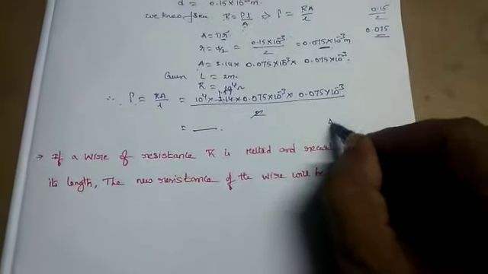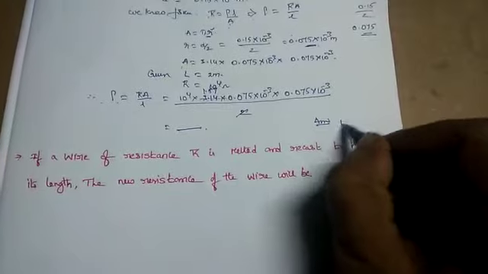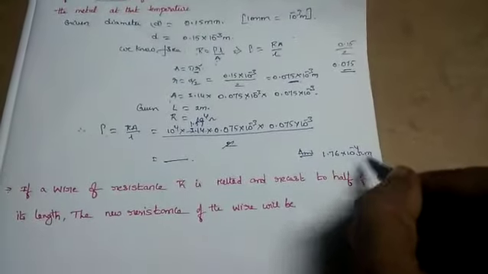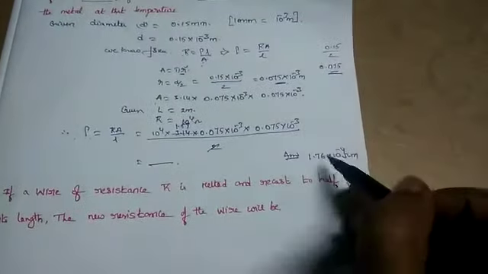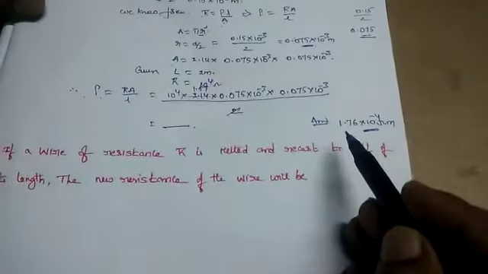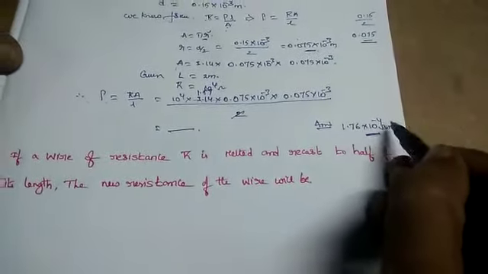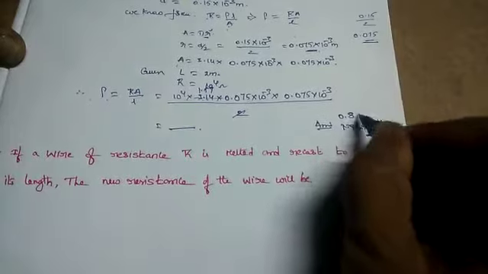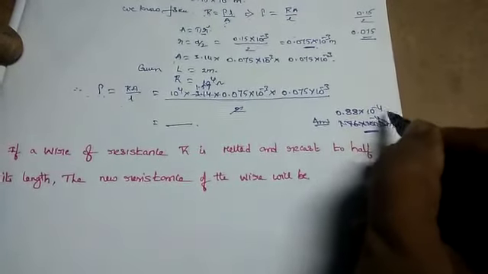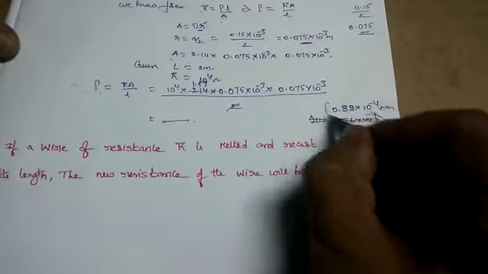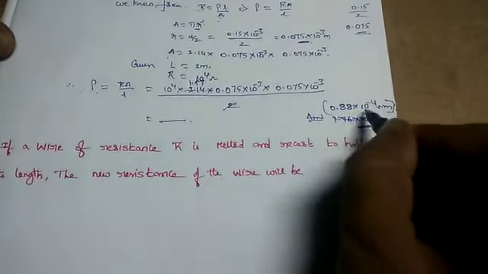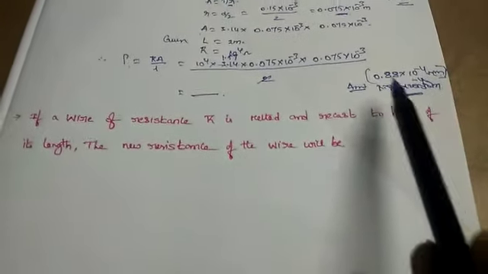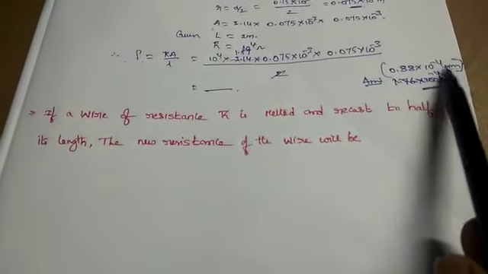So in this problem the answer is 1.76 into 10 to the power of minus 4 ohm meter. So let us check your calculation and get this answer. Sorry, this is not 1.76 into 10 to the power of minus 4. So the answer is 0.88 into 10 to the power of minus 4 ohm meter. So you have to get this answer, 0.88 into 10 to the power of minus 4 ohm meter.